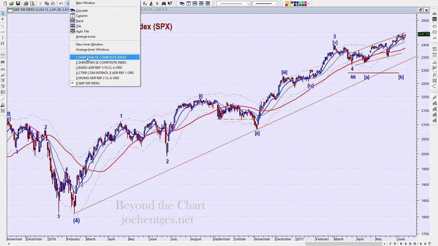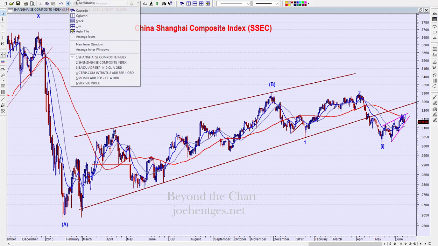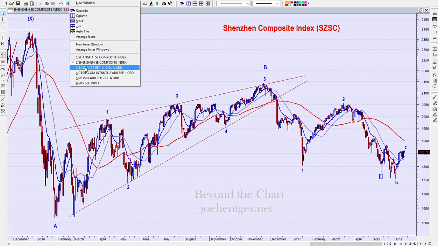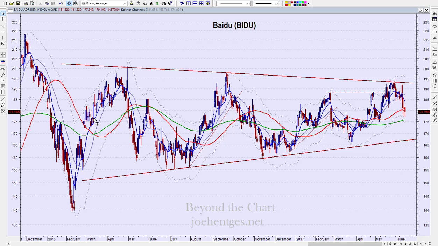And so the fact that we've got the Shanghai and the Shenzhen both broken down out of that rally from that same low, I think is something definitely to be aware of and paying attention to. Now let's check in on Baidu. Baidu, since that time, okay, here's that February low, all right?